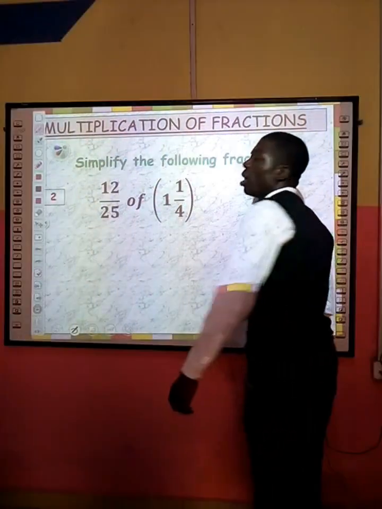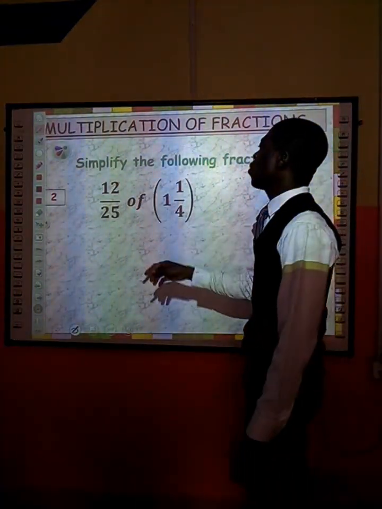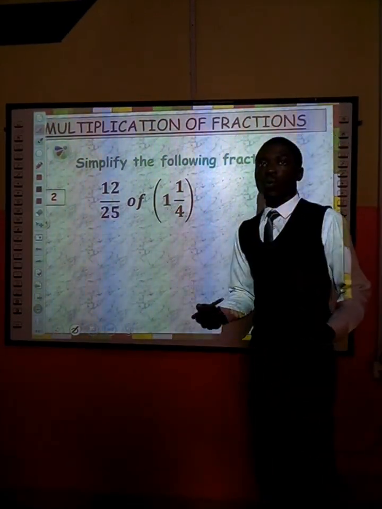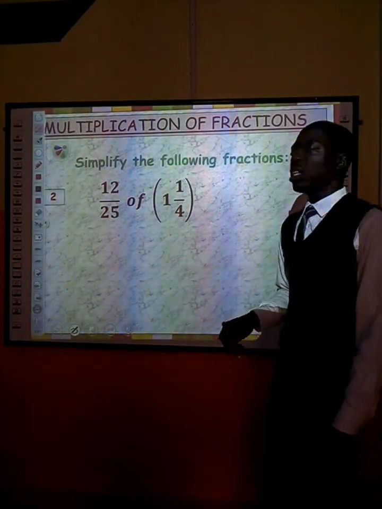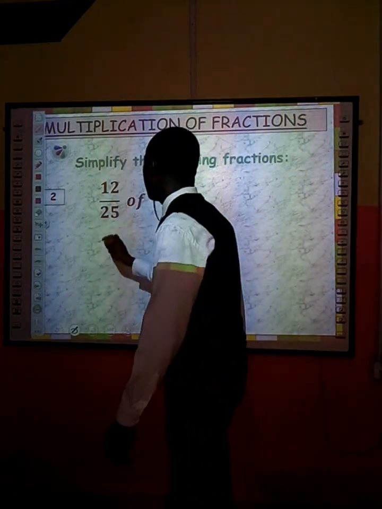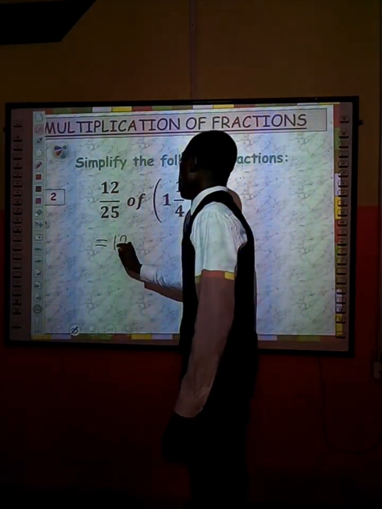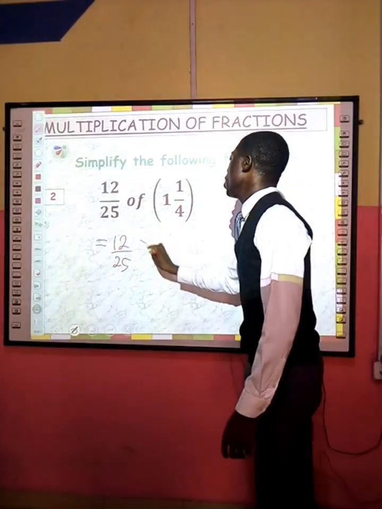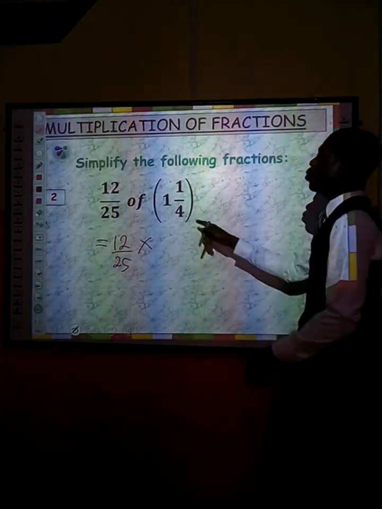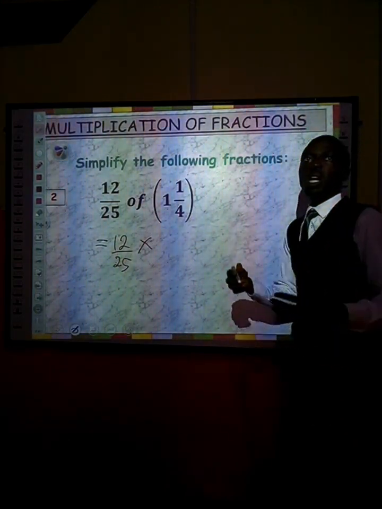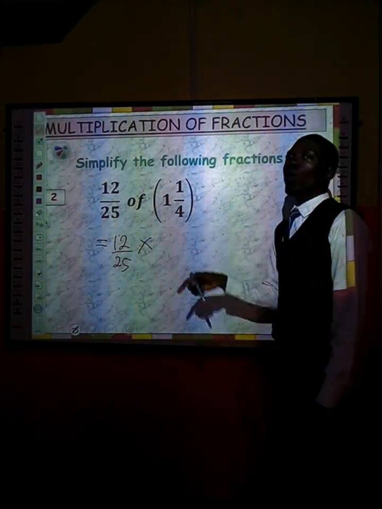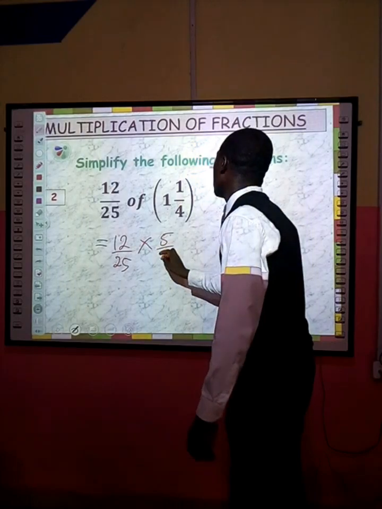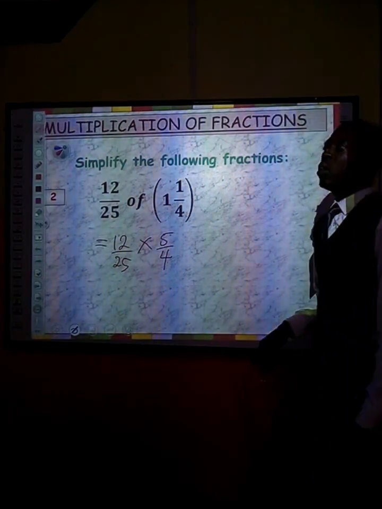Number 2 question, you have 12/25 of one whole number 1/4. Now, this word "of" means multiplication in maths. So when I say this is equal to, you write 12/25, and then this "of" in math means multiplication, and then when you come here, you turn this mixed fraction to improper fraction. So 4 times 1, you get 4, and then 4 plus 1, you are going to get 5. So you're going to have it as 5/4. So this is where we are now.